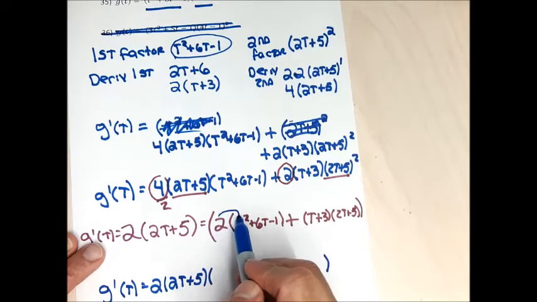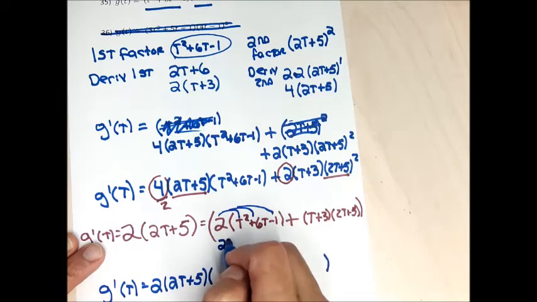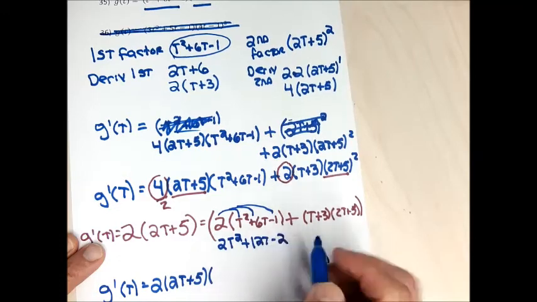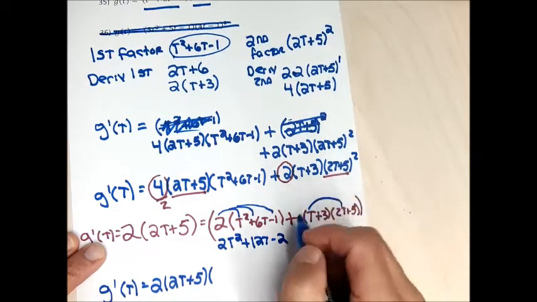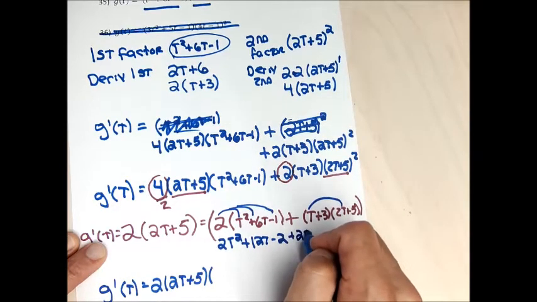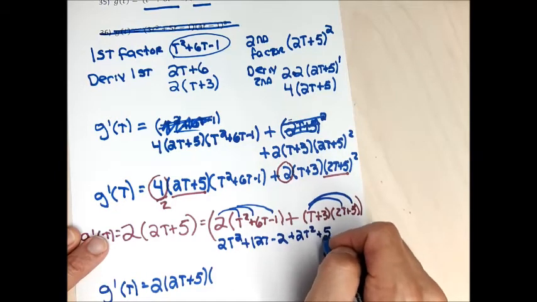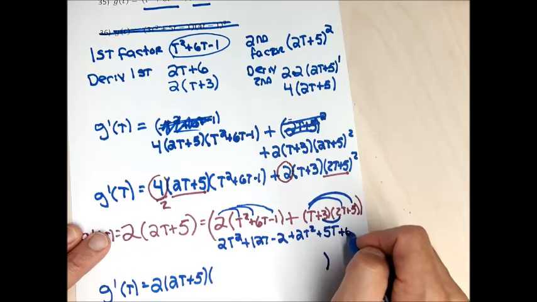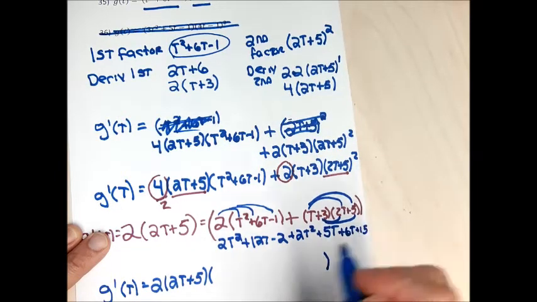I'm going to multiply the 2 by the 3 terms inside the parentheses that it's next to, and get 2t squared plus 12t minus 2. And this piece I'm going to FOIL. I'm going to go t times 2t is plus 2t squared. T times 5 is plus 5t. 3 times 2t is plus 6t. And 3 times 5 is plus 15.